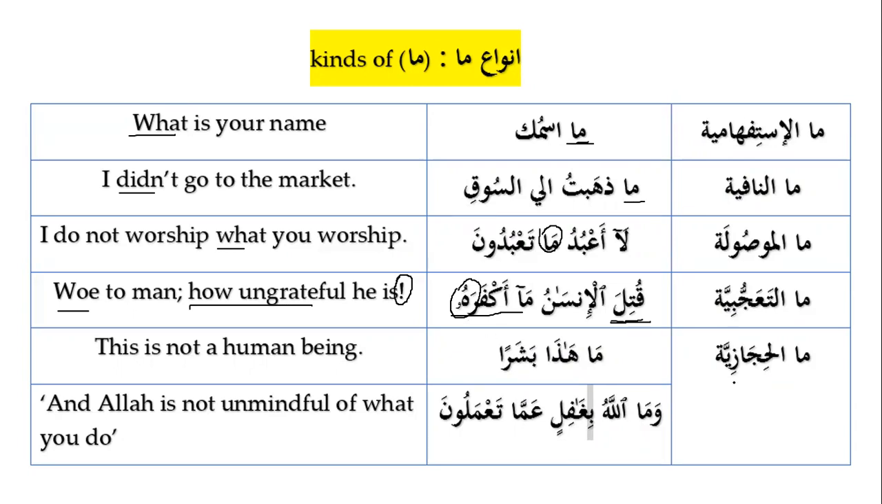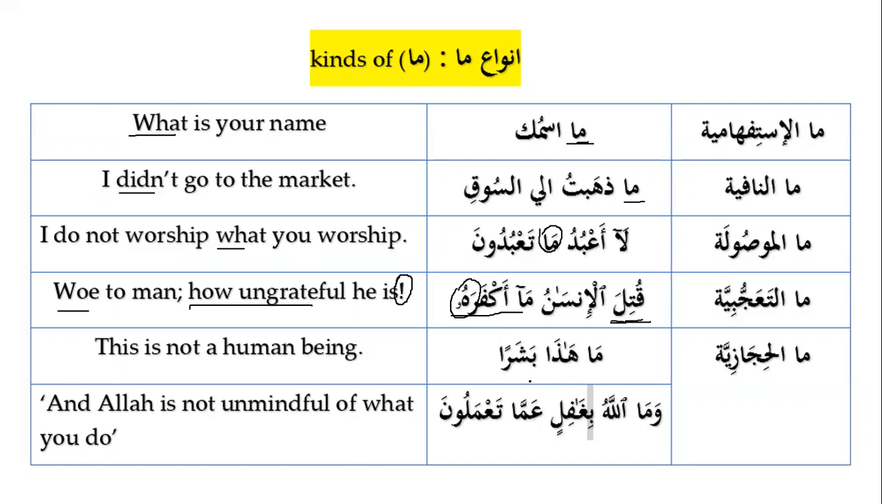Then we have ma al-hijaziyya. This is the one that we are going to learn today. Basically it does the function of laysa. Do you remember the meaning of laysa? Not. And we know that after laysa, we also use ba, which is used for emphasis. Yeah, for emphasis, that's right.